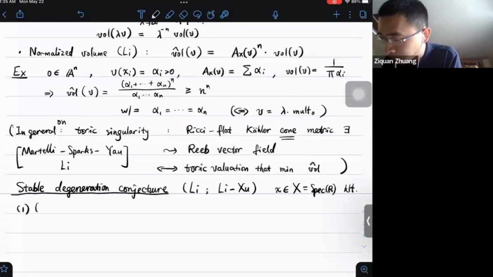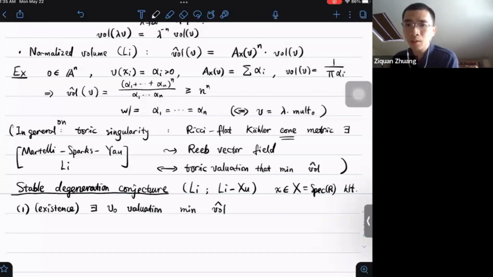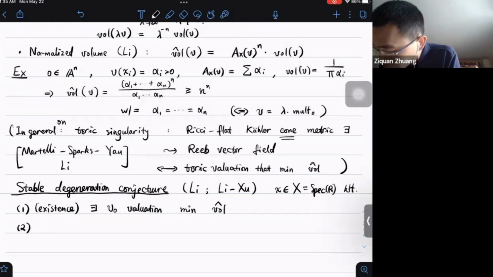So the first part, of course, is we have to show that there is actually a minimizer rather than just an infimum among all the valuations. So the first part of this conjecture is about the existence. There should exist a valuation that minimizes this normalized volume function. Yeah, so probably you can have a sequence of valuations approaching the infimum, but there's no limit. Okay, so that's the existence part.